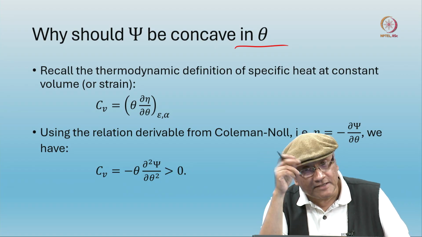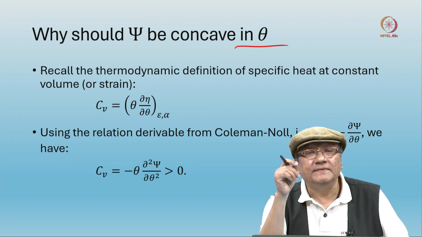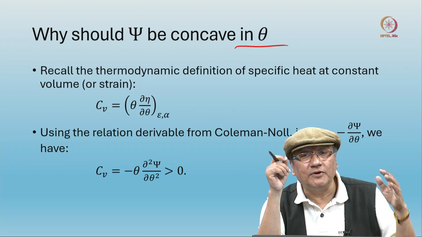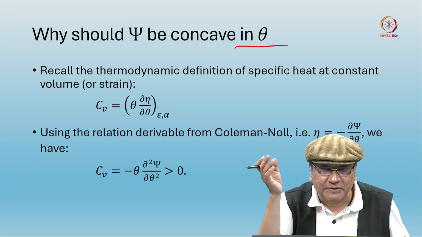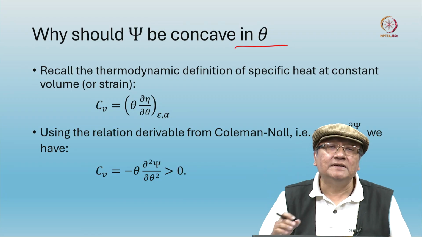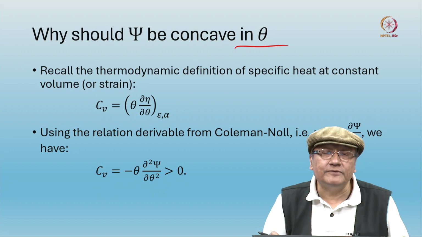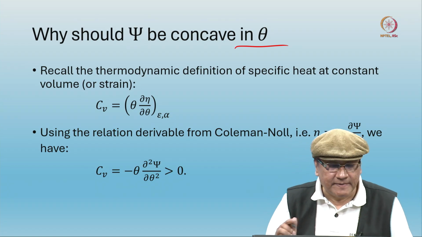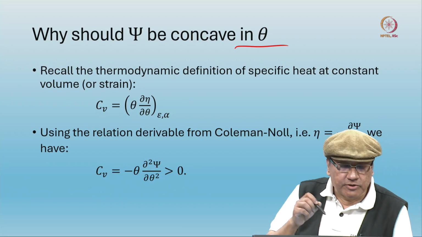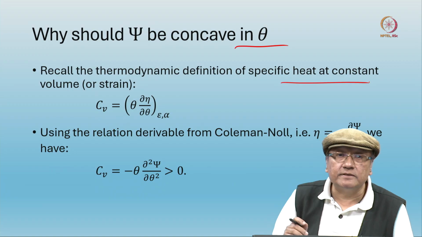Why is it? If psi is made convex in theta, then heat will flow from regions of low temperature to higher temperature. That is not how it happens, no. Heat flows from regions of high temperature to low temperature, right. So, it flows in the negative direction of the gradient of theta to account for that, but I will come to this. So, recall the thermodynamic definition of specific heat at constant volume.